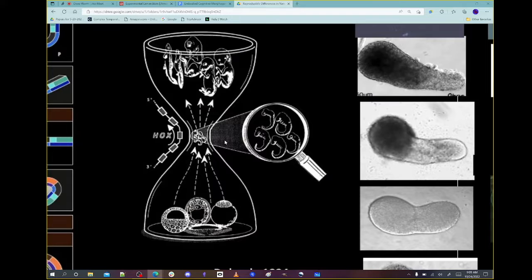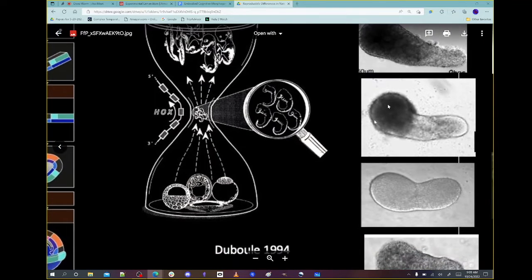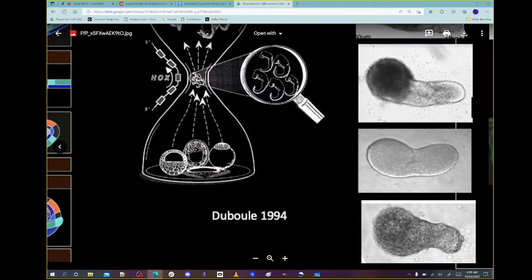Okay. What's the reference for that? This was in Dubole 94. So this is just an example. This is an hourglass model that people have proposed, and this is where they cite this from.